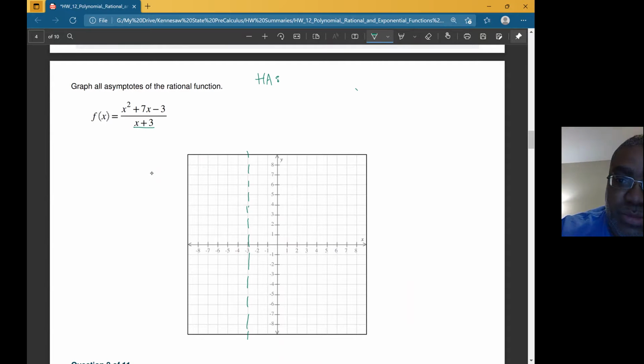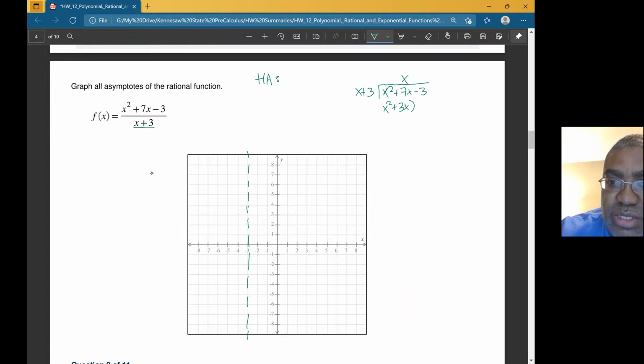So x plus 3 going into x squared plus 7x minus 3, and we divide. x times x is x squared, doing it with x squared plus 3x. 7x minus 3x is 4x minus 3. And you add: what times x is 4x? 4 times x is 4x. 4 times 3 is 12.